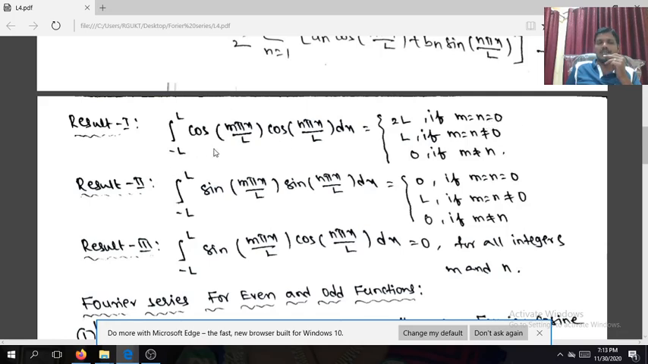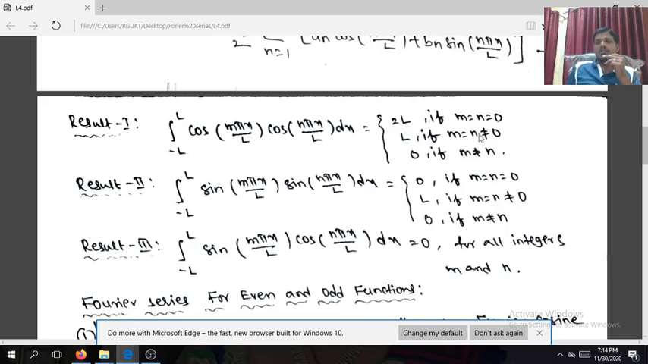This is cos m pi x divided by l, cos n pi x divided by l, with m pi x divided by l equal to 0. Cos 0 is 1, cos 0 is 1. Yes, 1 into 1 is 1. So 1 into dx is nothing but x, where the limits from minus l to l give l plus l, which is 2l.